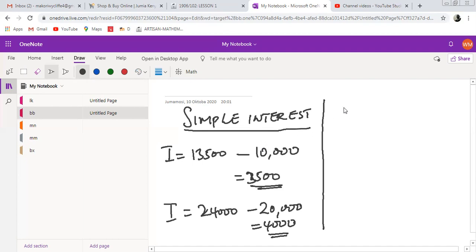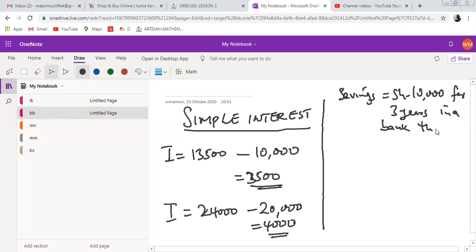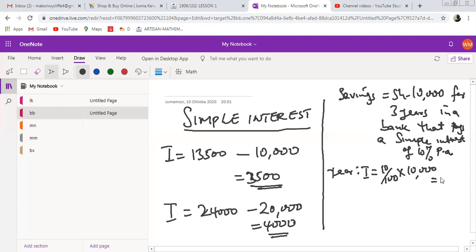Let me have an example here. If you make a savings of 10,000 for 3 years in a bank that pays a simple interest of 10% per annum. You have invested 10,000 for 3 years in a bank that pays 10% per annum simple interest. This simply means that if it is simple, the interest is going to be only on this amount that you saved. So year one, interest will be equal to 10% times 10,000. You find that this is going to give you 1,000.